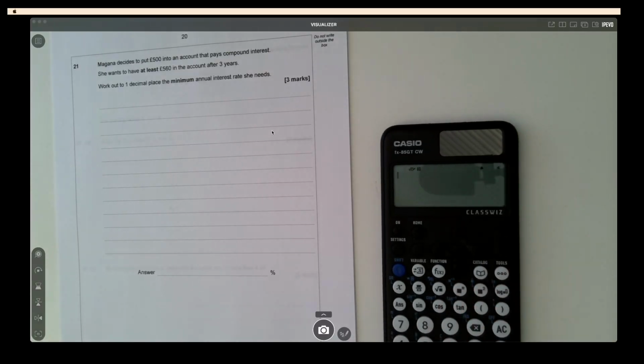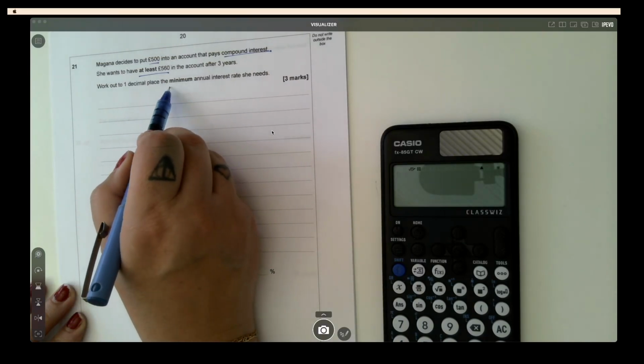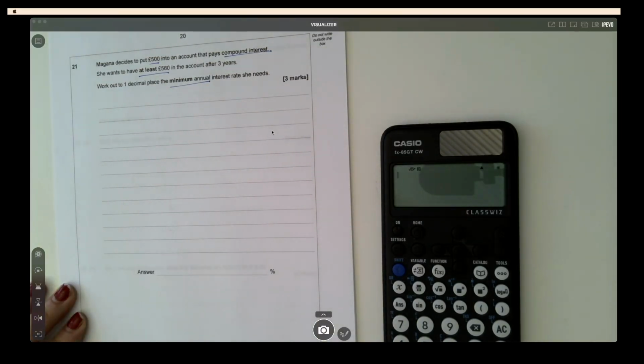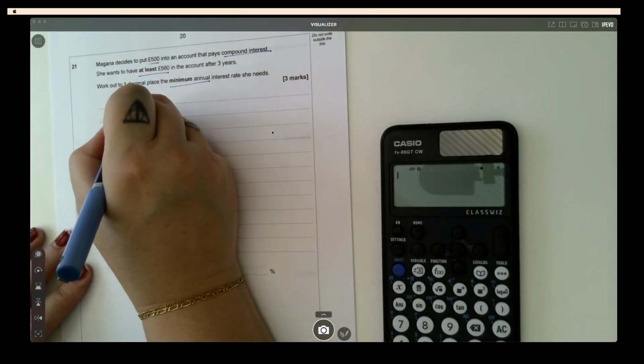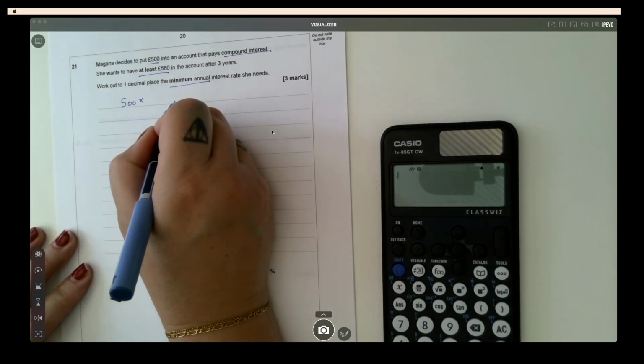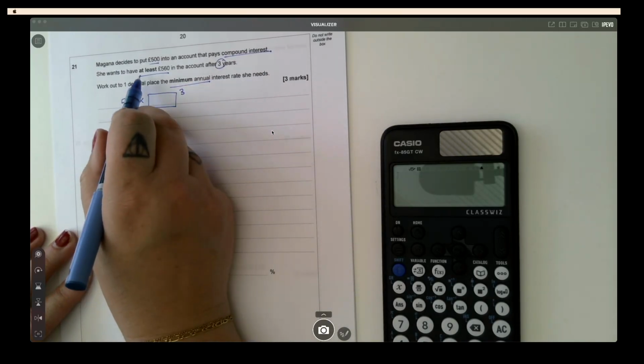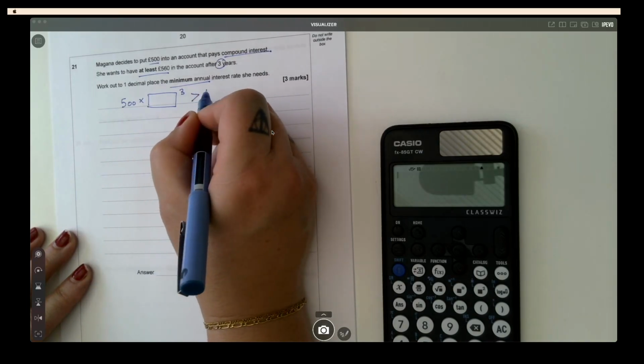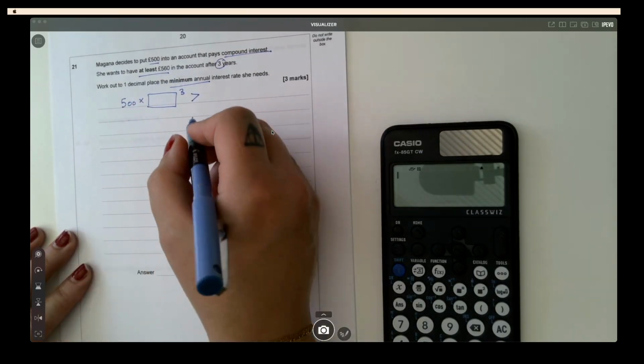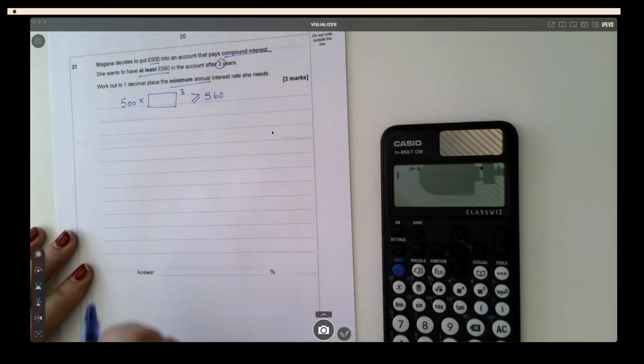Question 21. Morgana decides to put £500 into an account that pays compound interest. She wants to have at least £560 in the account after 3 years. Work out to one decimal place the minimum annual interest rate that she needs. So if we knew the interest rate, what we would do would be the amount multiplied by the interest rate to the power of 3. And what we'd be wanting is that this value would be at least £560, so greater than or equal to £560.